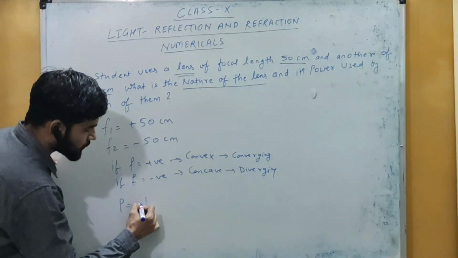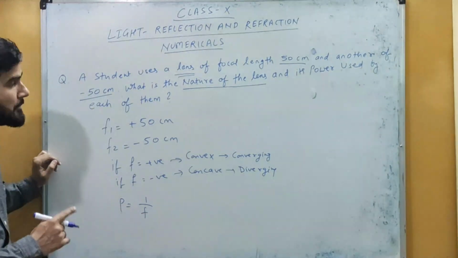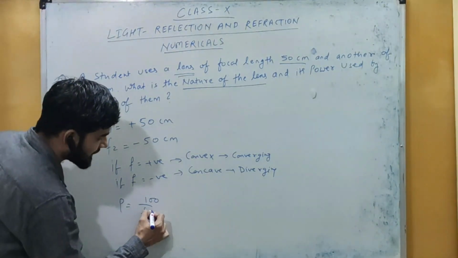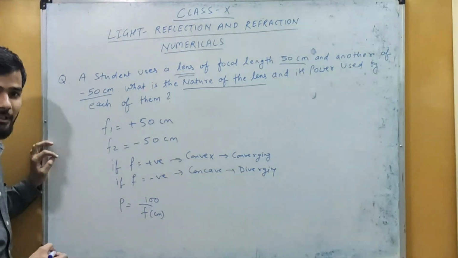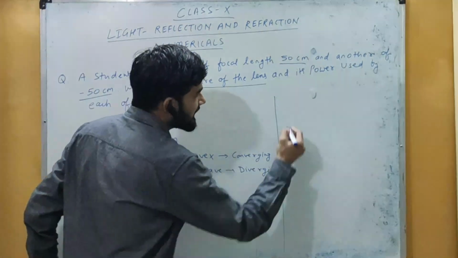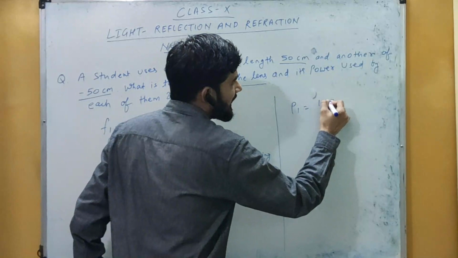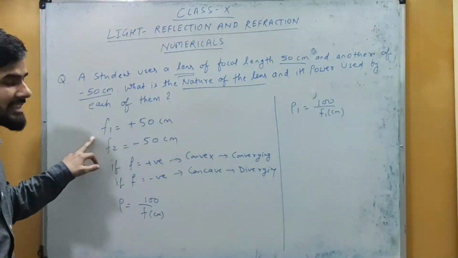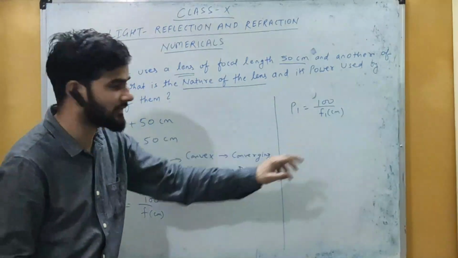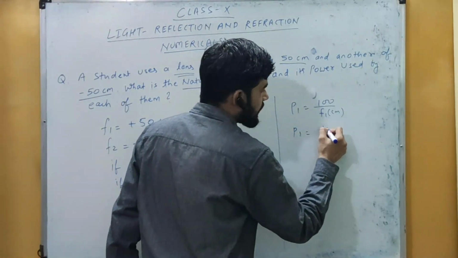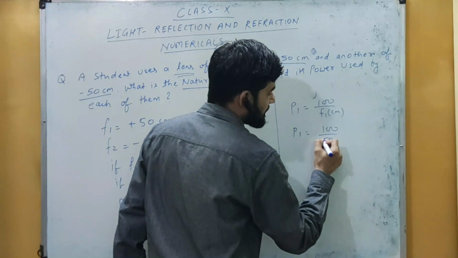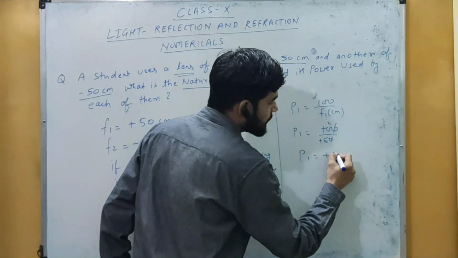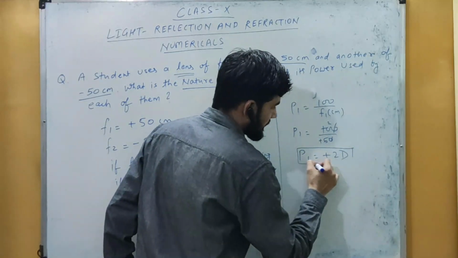So P equals 1 by f, where f is in meter. Here both of them are given in centimeter, so I can write it as 100 by f, which is in centimeter. Okay, so the first one is power 1, that is equal to 100 by f1, which is in centimeter. First we calculate for the first one, for which it is plus 50. So P1 equals 100 by plus 50, so it will be 2. So here P1 is equal to plus 2 diopter.